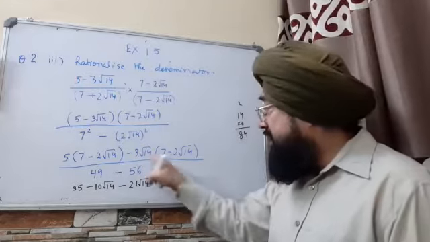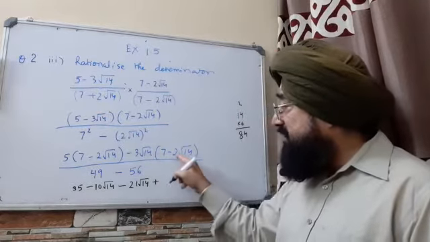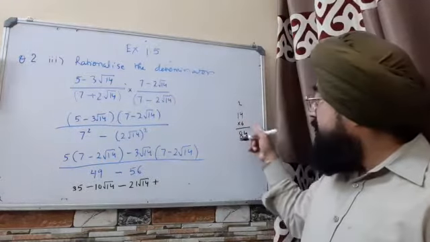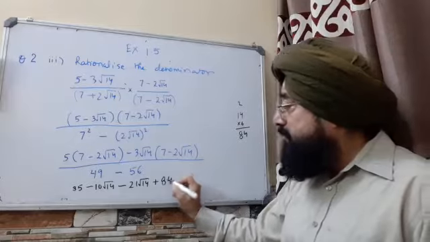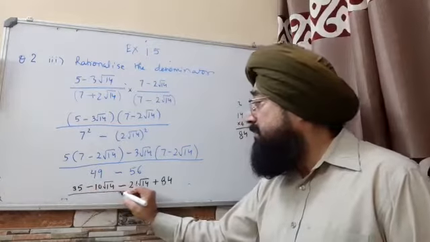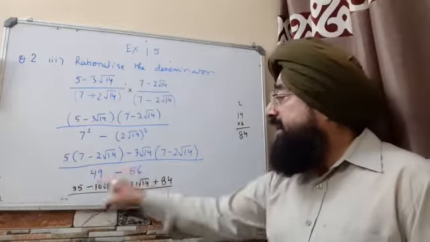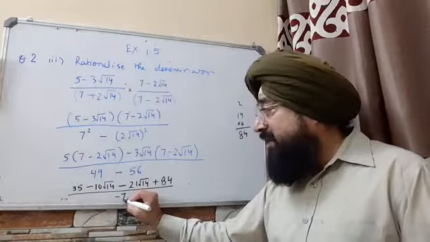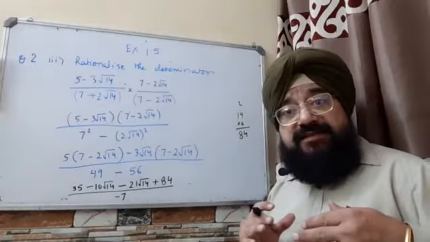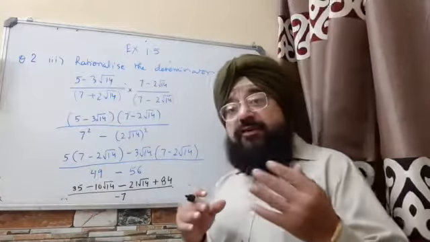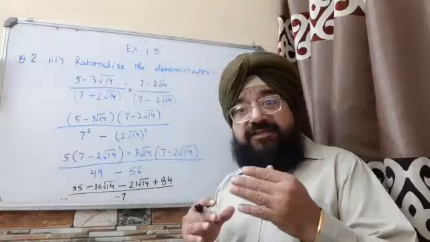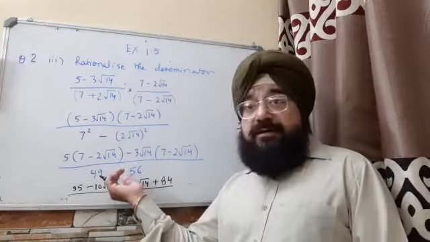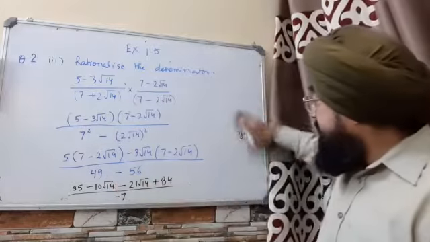So minus into minus is plus. 3 2s are 6, root 14 into root 14 is 14, into 6, that is 84. So plus 84. And this all over 49 minus 56, which is minus 7. What you have done is from 56, which has the reverse sign of 49, you have subtracted 49 and applied the sign of the bigger number, that is minus. So minus 7.